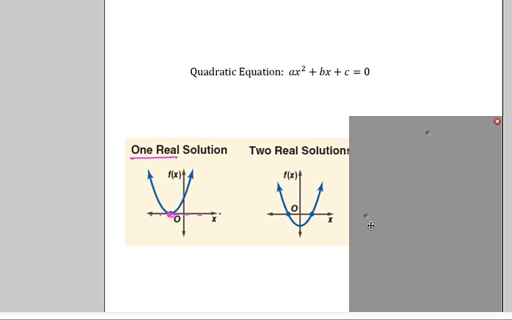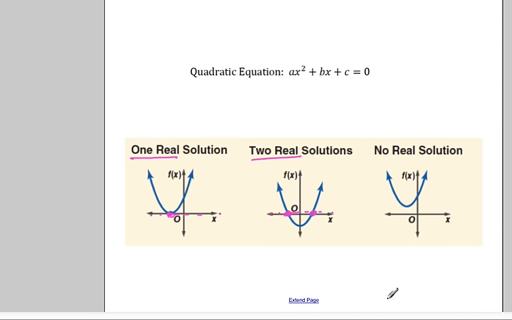Our next option is that there can be two real solutions. If I have a function that looks like this, once again, I'm looking at where it crosses the x-axis. That's what makes it a solution. There is 1, 2. So this one has two real solutions. And our third option is that there's no real solution. No real solution means it never touches the x-axis. So with quadratics, you can have 0 solutions, 1 solution, or 2 solutions.